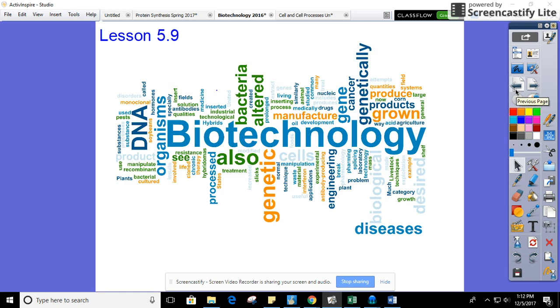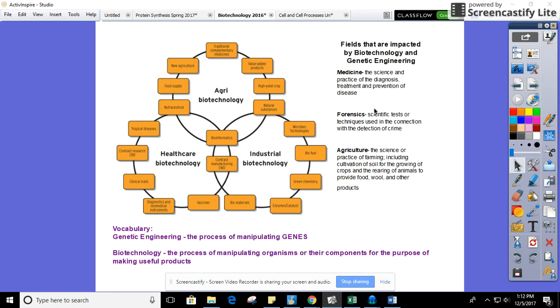This is lesson 5.9 on biotechnology and genetic engineering. We're going to take a look at these two terms. Genetic engineering is the process of manipulating genes, while biotechnology is the process of manipulating organisms or their components, which could be genes, but for the purpose of making useful products.